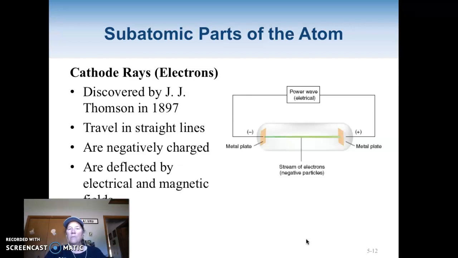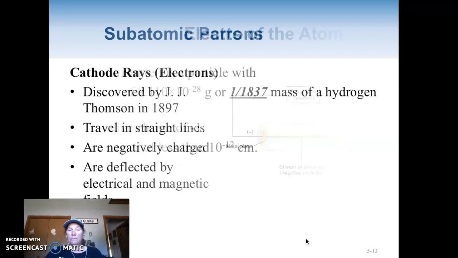Okay, so atoms are the smallest particle to make up all matter, but they're actually made up of smaller pieces. They have to stick together to be considered an atom. You can't just take those pieces off, but there are subatomic particles in an atom.